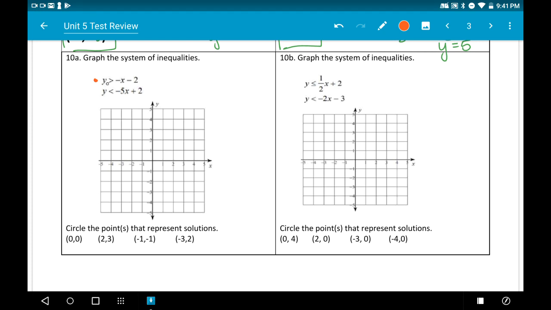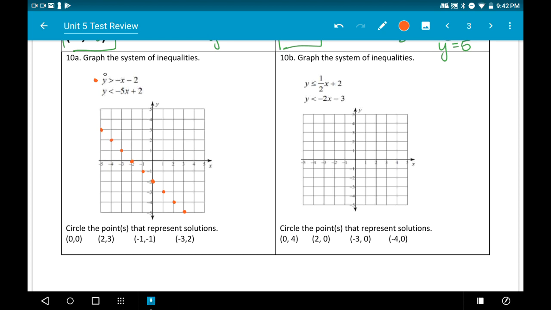So my intercept on this top line is a negative 2. That's where I'm going to put my first point. Then my slope, it's negative x, so that's the same thing as negative 1. So down 1, right 1. Or up 1, left 1. So this first step is just like graphing any other line.